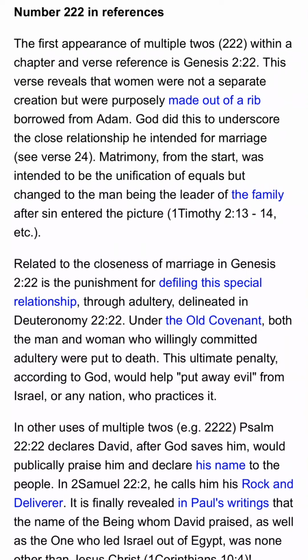In other uses of multiple twos, Psalms 22:22 declares David, after God saves him, will publicly praise him and declare his name to the people. In 2 Samuel 22:2, he calls him his rock and deliverer. It is finally revealed in Paul's writings that the name of the being whom David praised, as well as the one who led Israel out of Egypt, was none other than Jesus Christ.